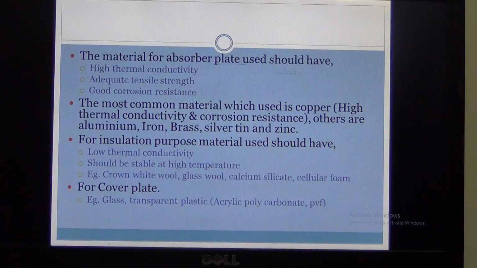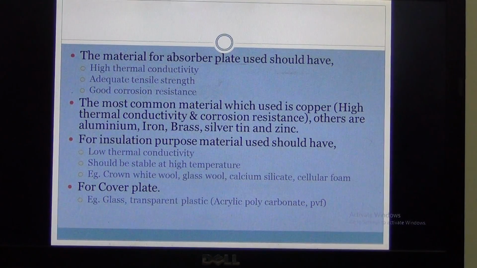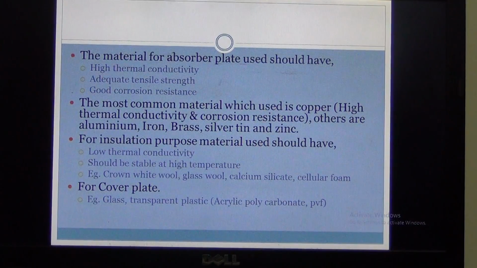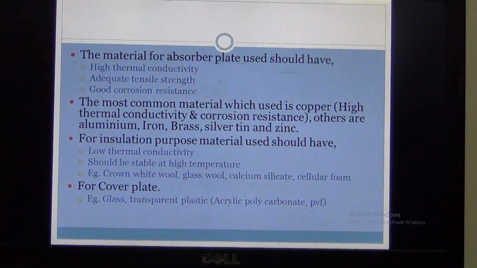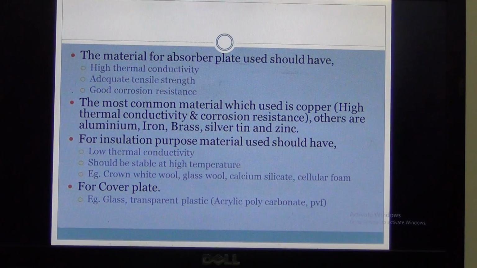The most common material used is copper, because copper has some properties. What properties? High thermal conductivity and corrosion resistance. These are the properties of copper, so it is used for making the flat plate collector. Others are aluminium, iron, brass, silver, tin, zinc. We know that the wires of electric current carriers are made up of aluminium or copper because of the same properties.